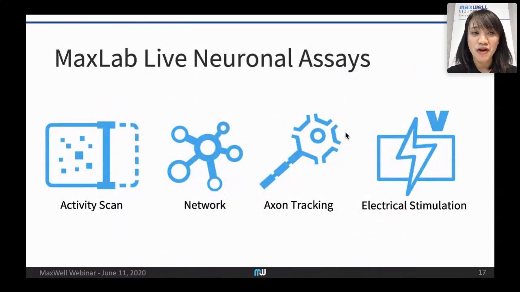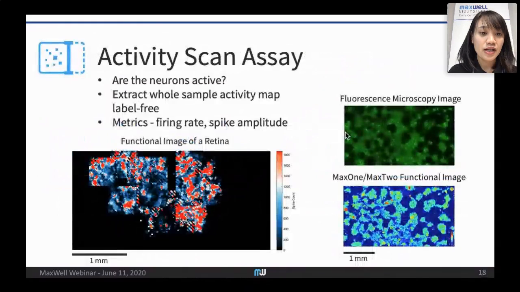So, how do we do experiments? We use MaxLab Live neuronal assays. I will introduce to you each one. We have four of them that I will introduce today. So, the first one is activity scan. Here we ask, are the neurons active? From here, we can extract whole sample activity map label free.